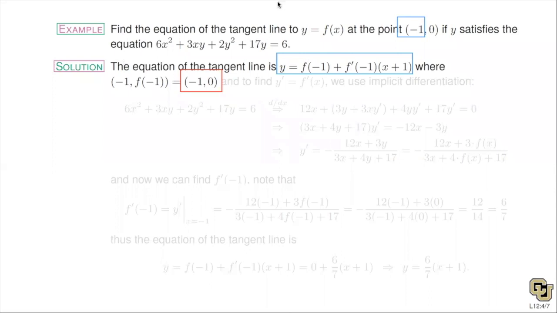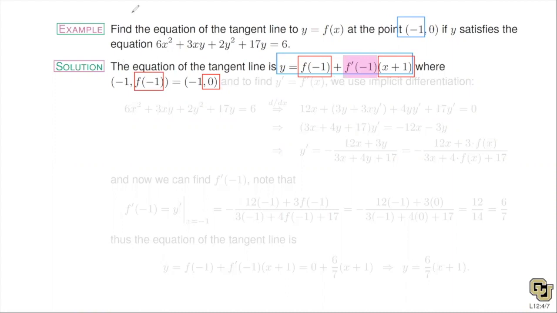What I'm trying to say is that f of -1 is given to us here as 0, because the output for -1 is 0, so f of -1 by definition is 0. So we know f of -1, the x plus 1 part, that's fine. The only thing we don't know, and the part we need to now figure out, is f prime of -1.